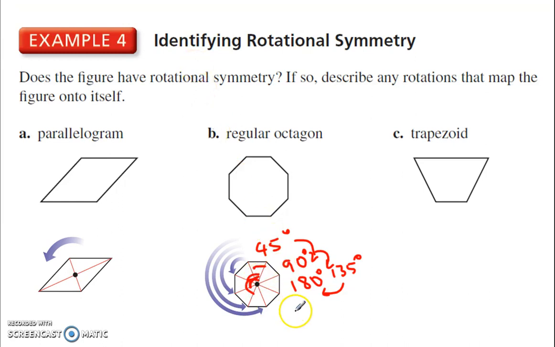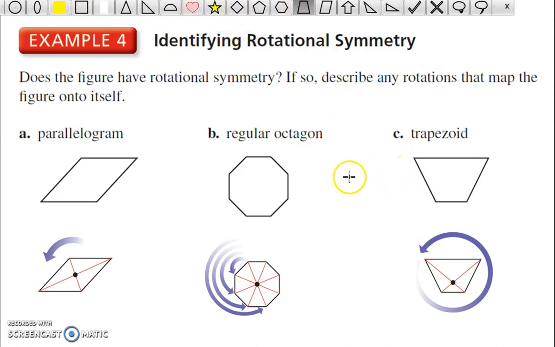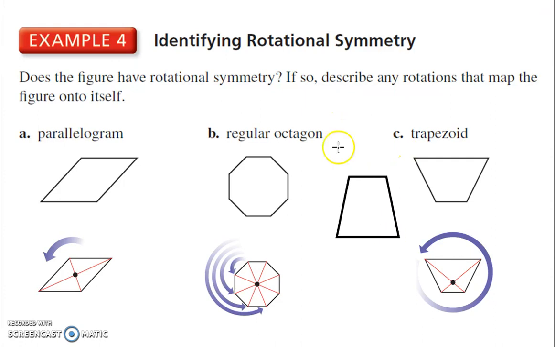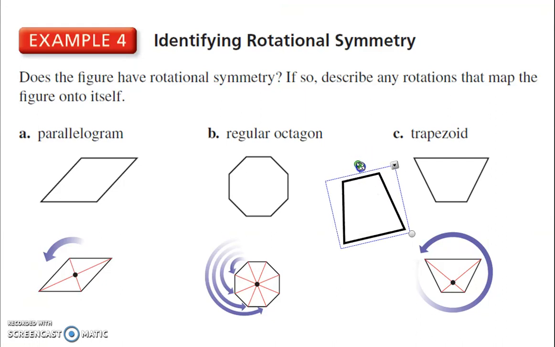Okay, the trapezoid. Does that have rotational symmetry? No, I can't rotate this onto itself. I have to go all the way around until it looks the same way again. Here we'll look at an example. Recreate this and rotate that around. See, if I turn it around, it's not going to look the same. It's going to be upside down. I rotate it this way. Nope. Nope. I've got to go all the way around.